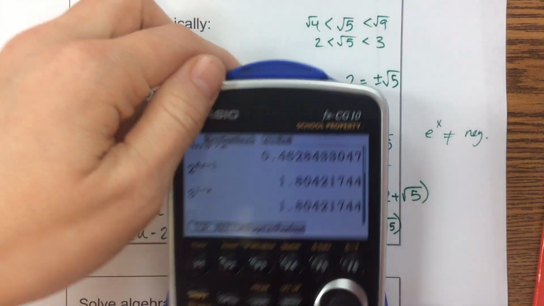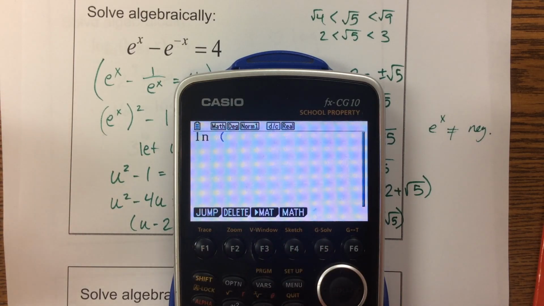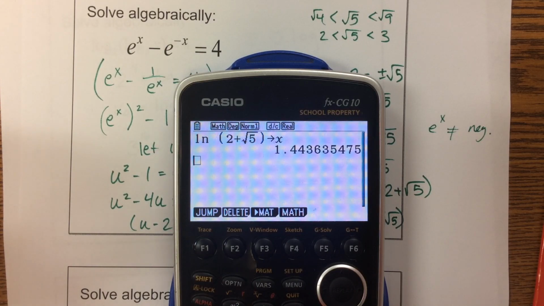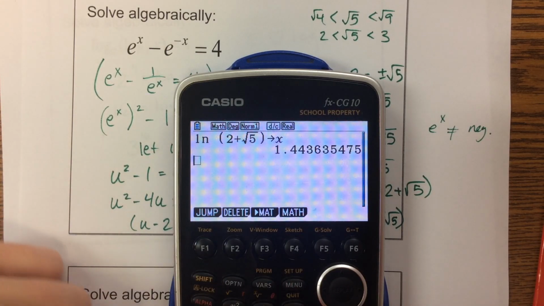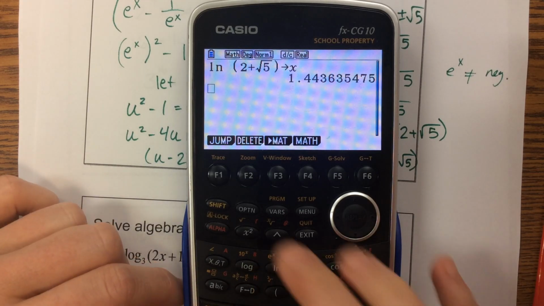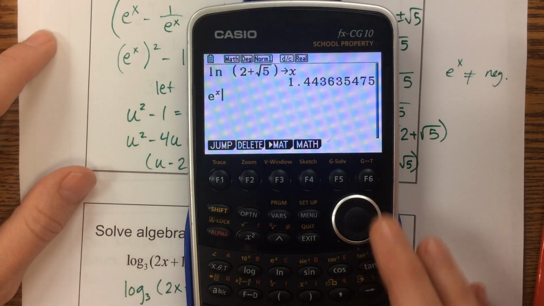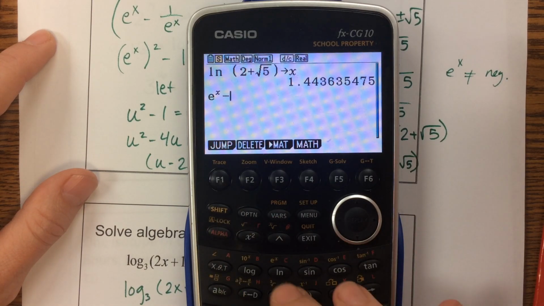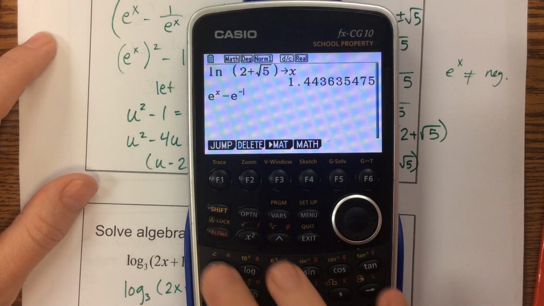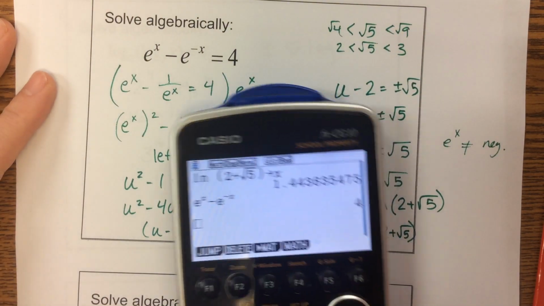When I grab my calculator, I had the natural log, and there's my parentheses, of 2 plus root 5. I'm going to go ahead and store that as x, so I just stored it right away. Here's that value, and then I had e, if you remember, can you see it, there's the natural log button, second natural log button gives me that e to the x, so second e to the x, minus e to the negative x. If you remember our original equation, that was equal to 4. And sure enough, we're correct.